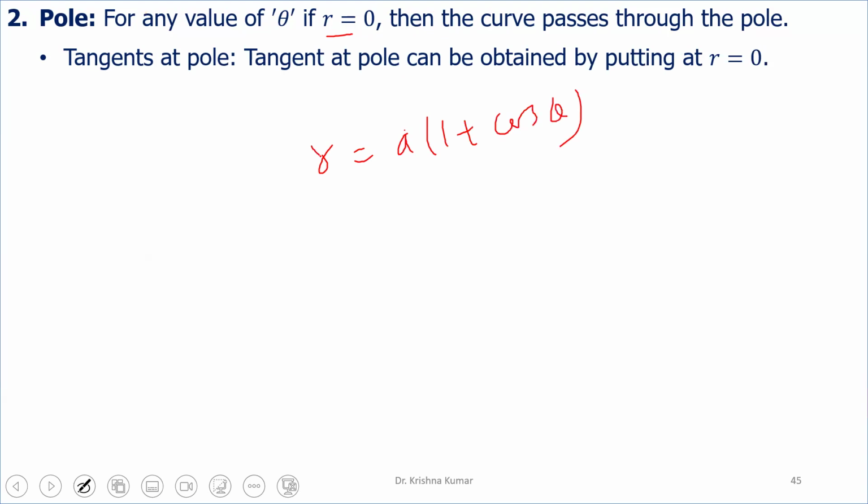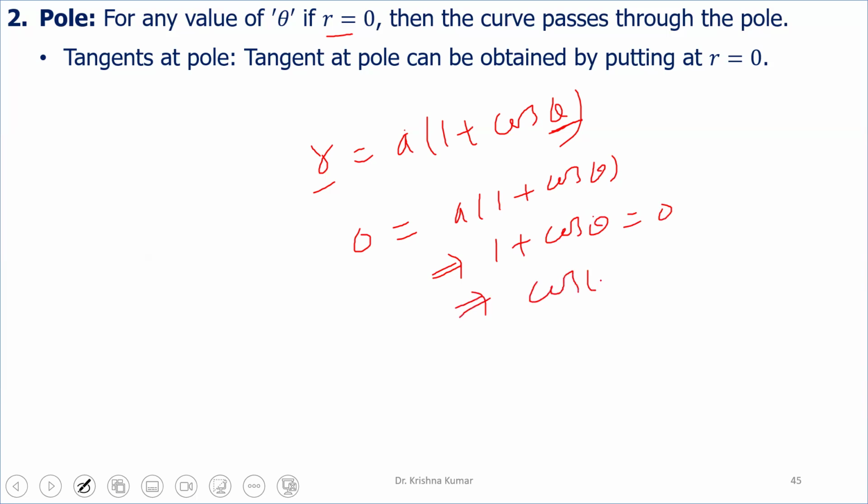For which value of theta should r be 0? We just put r equal to 0. So 0 equal to a times (1 plus cos theta), and it implies 1 plus cos theta equal to 0, meaning cos theta equal to minus 1, and cos pi is minus 1. So theta equal to pi. What it means is that for theta equal to pi, r is 0. Therefore, this curve passes through the pole.